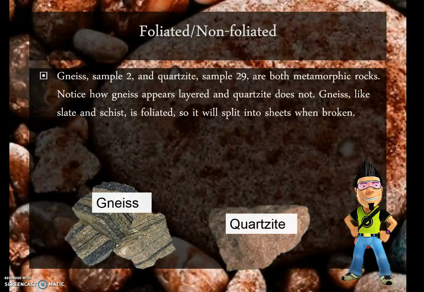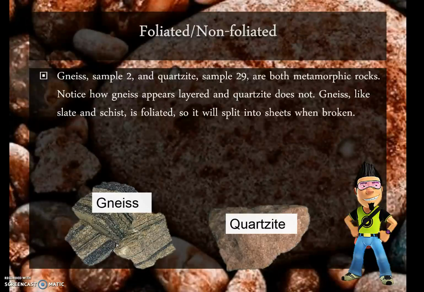There are two types of metamorphic rock, foliated and non-foliated. Here we have two types of rock. Gneiss, which starts with a G but is pronounced with a silent G. Gneiss, sample 2, and quartzite, sample 29, are both metamorphic rock. Gneiss appears layered, while quartzite does not.